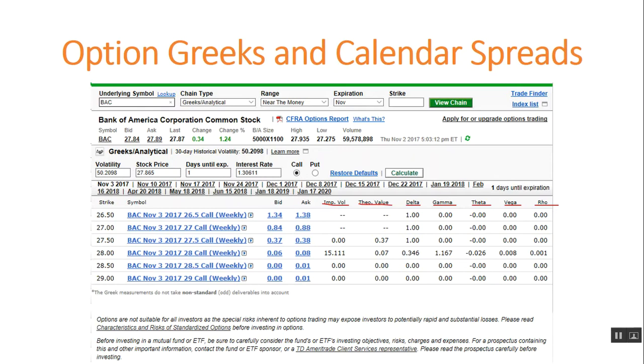When you're doing a calendar call spread, there are really only 2 of these that you need to worry about, and it's those 2 right there, the delta and the theta. I'm going to explain what those are in a minute.